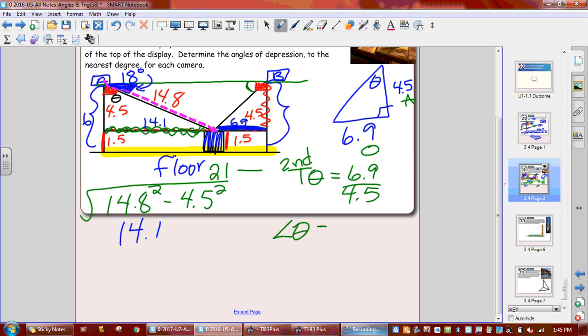Angle theta. How big is it this time? I hear lots of whispering. 57 degrees. Good. So, we know the inside part's 57. We want this outside part. So we're going to go back to 90 and subtract 57. So 90 degrees, subtract 57 degrees is 33 degrees. Good. So there's our 33 degrees.